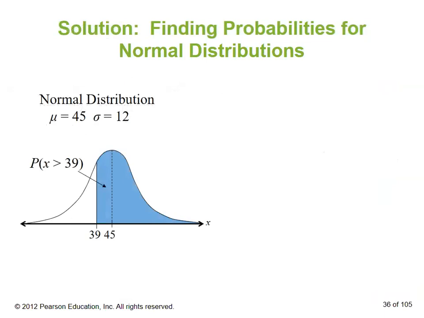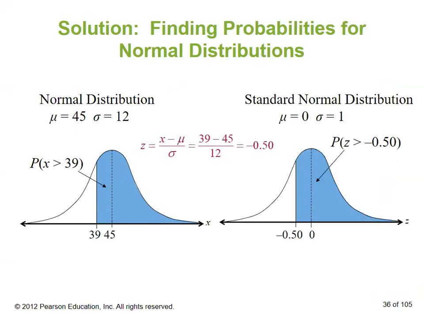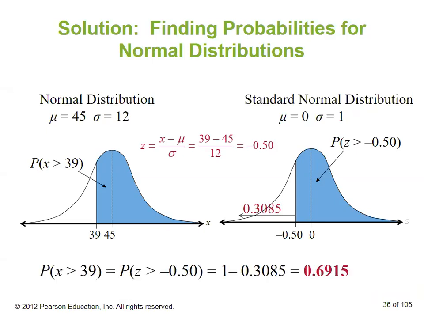So here's what it would look like if you wanted to use the table. That's our diagram, which looks like the one we did. But then they converted this to a z-score. 39 minus 45 divided by 12 gives us negative 0.5. So we want the probability that z is greater than negative 0.5. If you look it up in the table, 0.3085 is the area to the left. When you subtract it from 1, you get 0.6915, which is what we got, okay?